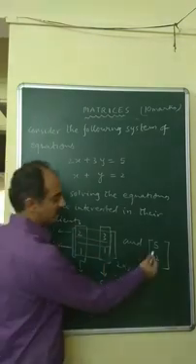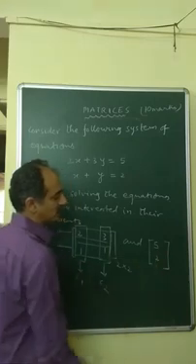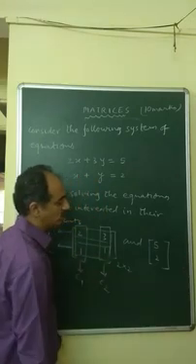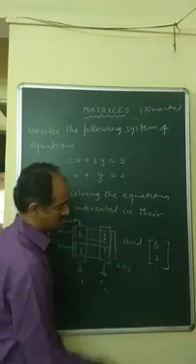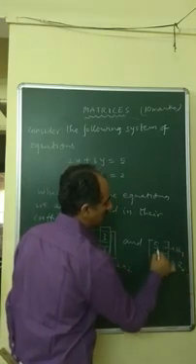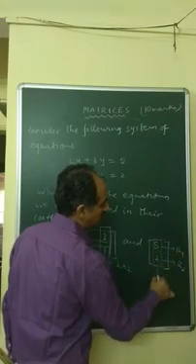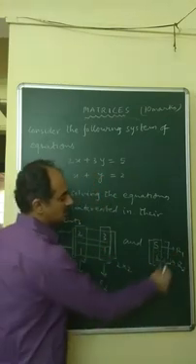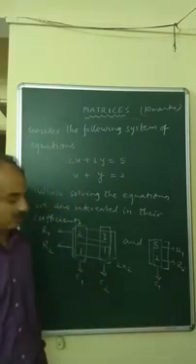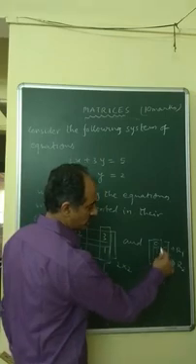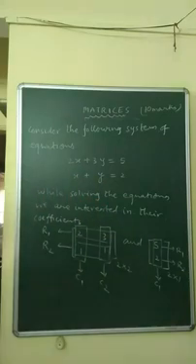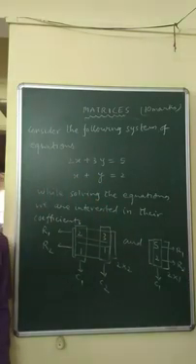In this matrix, how many rows and how many columns are there? These horizontal lines are called rows and vertical lines are called columns. So how many rows here? R1, R2, and only one column. While writing the order of the matrix, first you have to write the number of rows, then the number of columns. There are 2 rows, so the order of this matrix is 2 cross 1.